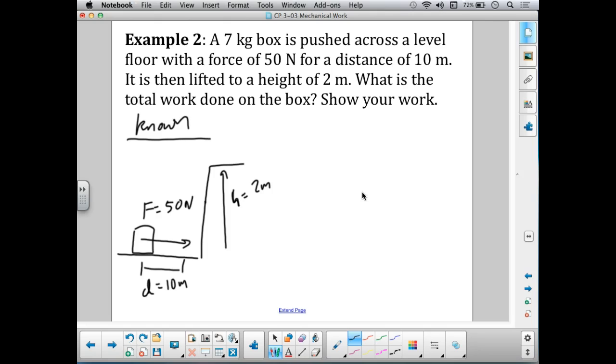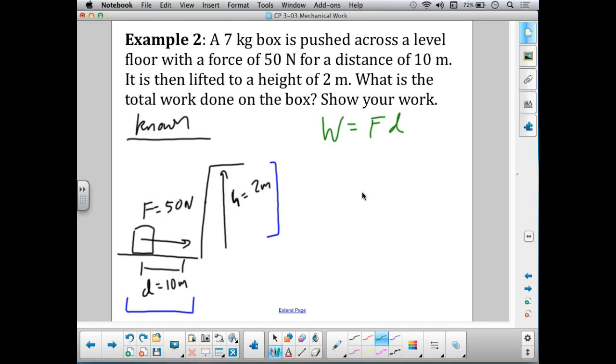Now, two things are happening here. The first thing that's happening is that we have a force acting through a distance. That's one thing that's happening right over there. The next thing that's happening is that I'm adding mechanical energy to the object by giving it height. I'm giving it gravitational potential energy. So I know that I'm going to want to write down those two relations because they're probably going to come in handy. Let's write them both down.